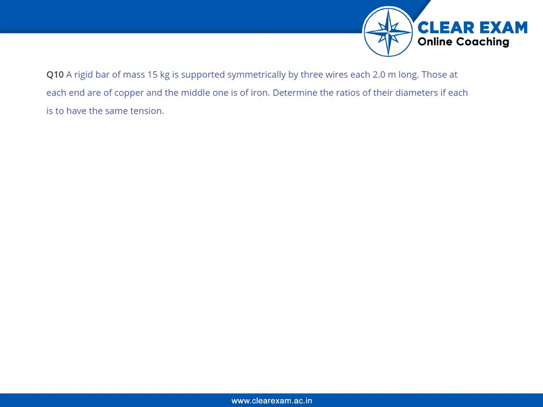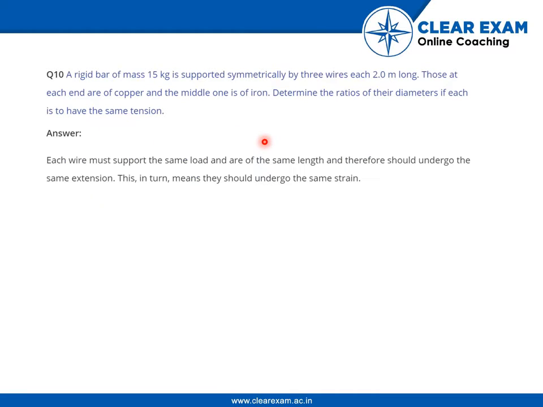Back. Let us go through the question. A rigid bar of mass 15 kg is supported symmetrically by three wires, each 2 meter long. Those at each end are of copper and the middle one is of iron. Determine the ratios of their diameters if each is to have the same tension.